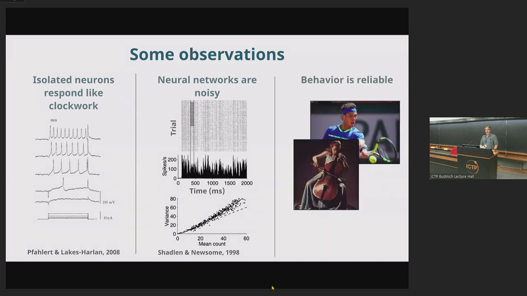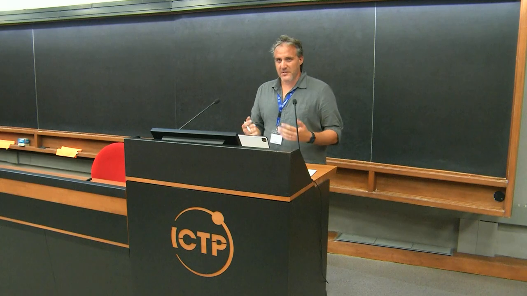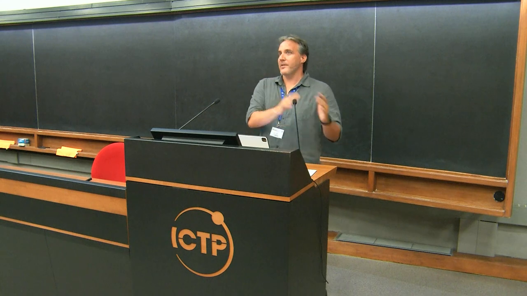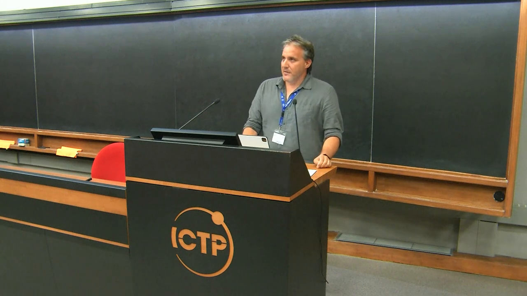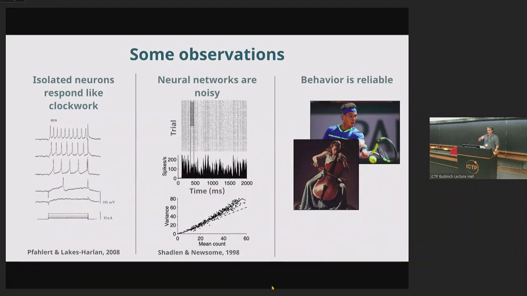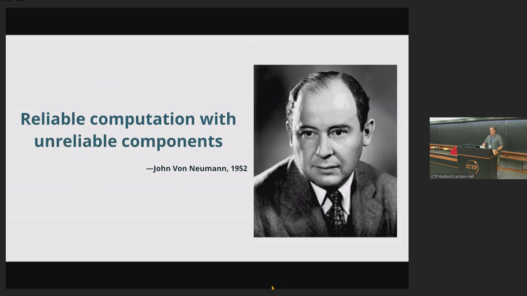But when we look at behavior, behavior is pretty reliable. If you think about what you need to do in your everyday, and especially specialists like tennis players and cellists, they need to perform again and again the same action with high accuracy. So this is a bit of a puzzle, right? Why do we start with something very dependable, go to something completely undependable and noisy, and go back to very reliable behavior?